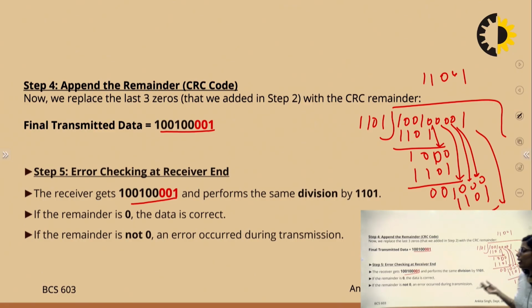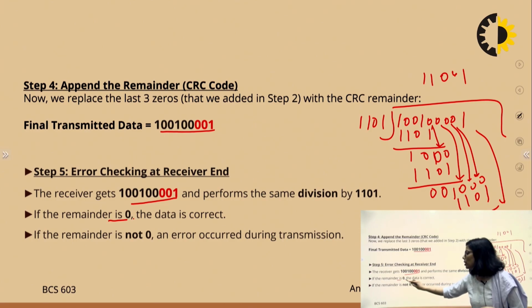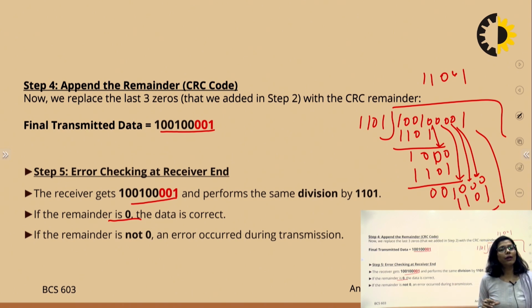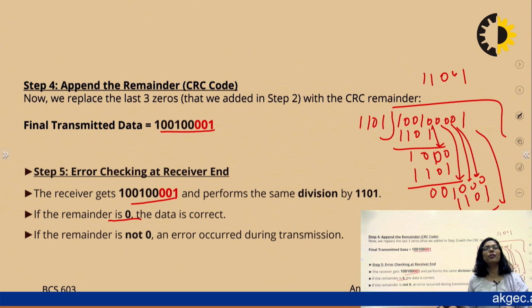So at the end, if I get the remainder as 0, it means the data is correct. If it is not 0, it means there is some problem that has occurred in transmission. What will I do? I will reject the frame.